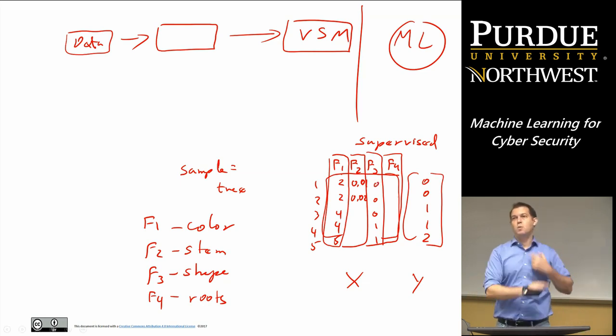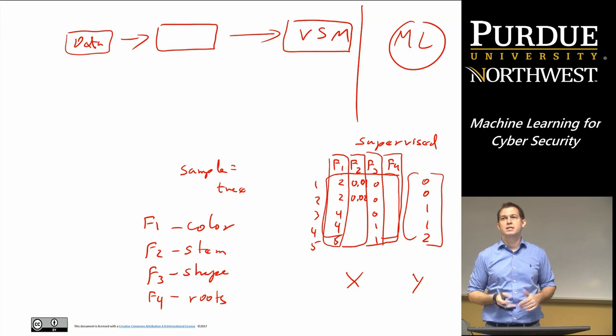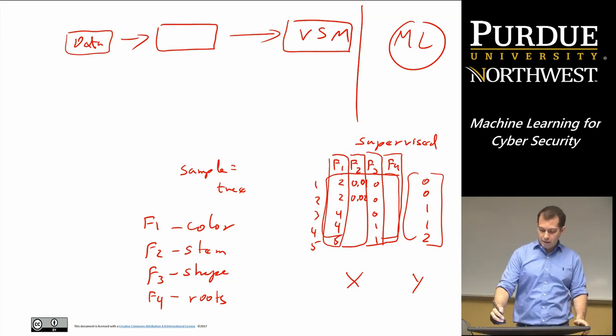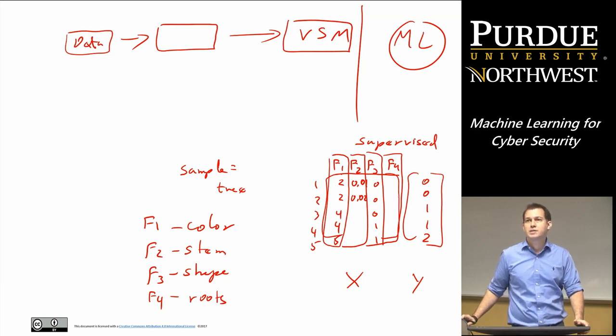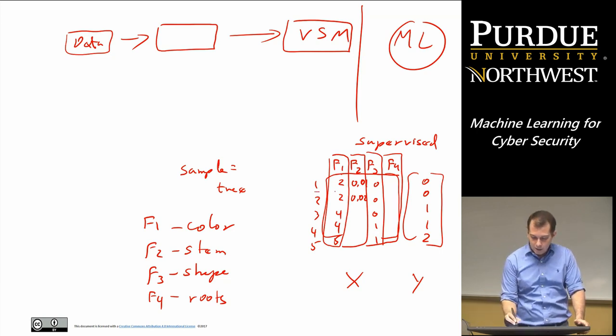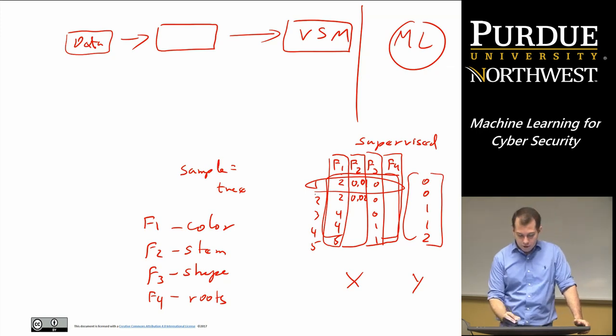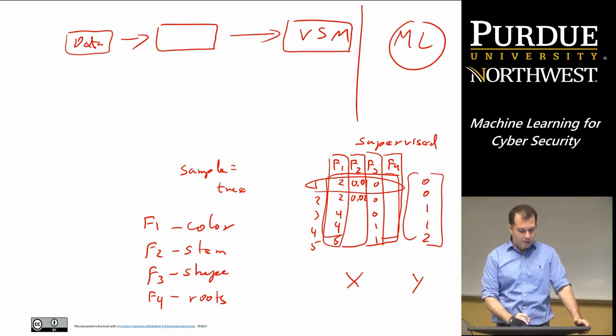So this is what you want. I started here because that's what you want to arrive at. Once you have this, you can just feed it directly into a machine learning algorithm, and it's going to make sense because you have samples, which are the rows. We've defined the sample to be a tree. We have features, which are the color, the stem, the shape, the roots.